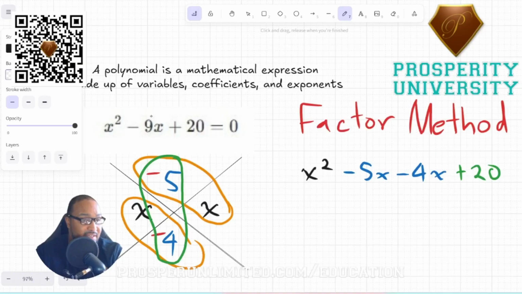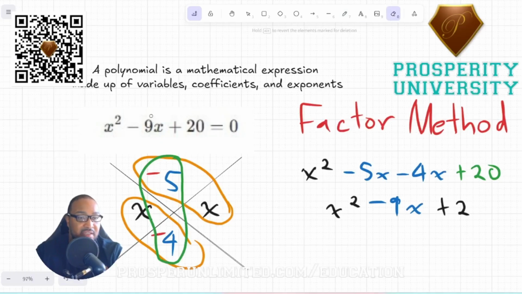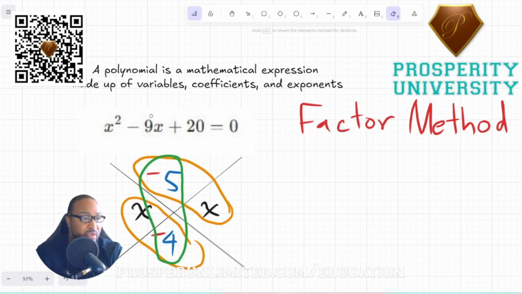-5x minus 4x will give us -9x. And what does this look like? This looks like what we just started with. So basically, we factored it out correctly. This was just a test. We factored it out correctly. But now let's solve for x. We used the factoring method, but we need to use that factoring method in order to solve for x.